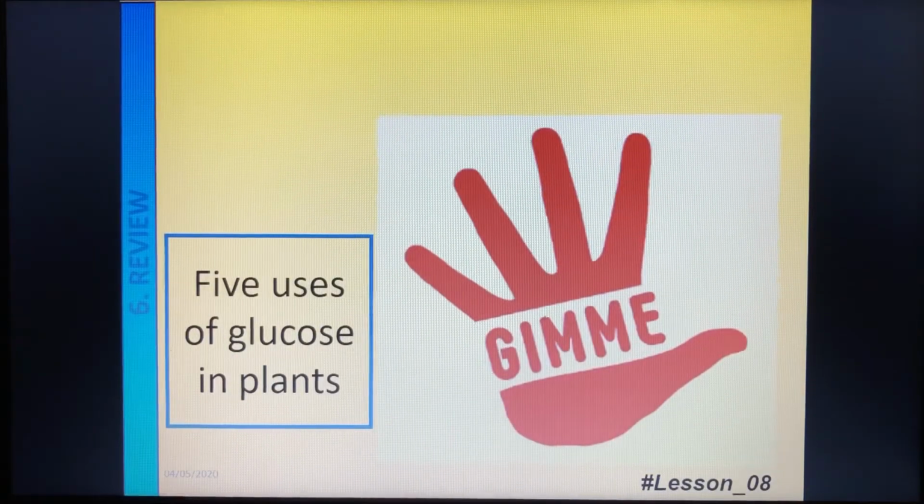So reminder from last lesson, the 5 uses of glucose in plants. So quickly, have a little sketch round of your hand, and in each finger I'd like you to write one of the uses of glucose in plants. Trying not to look back at your notes, try and get it from your memory. See if you can come up with all of those 5 different uses that plants use the glucose for after they've made it in photosynthesis.